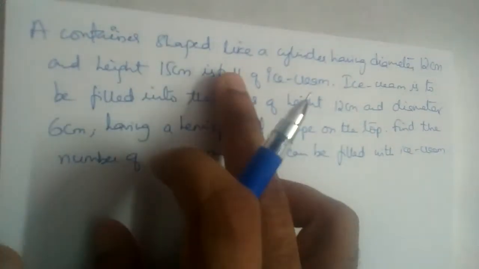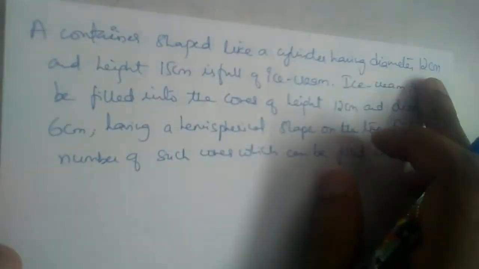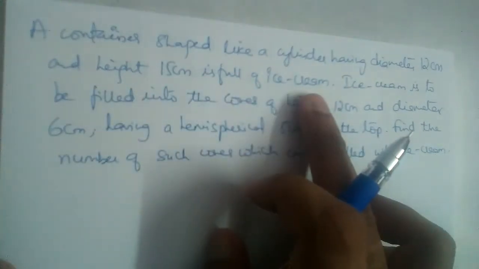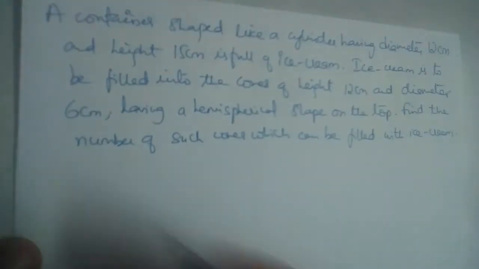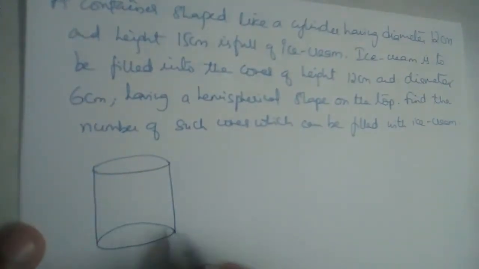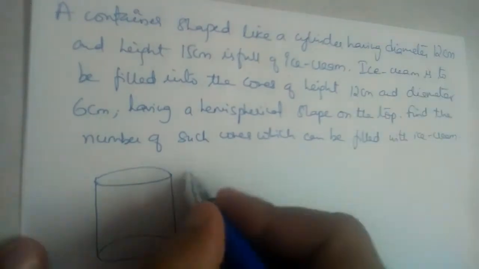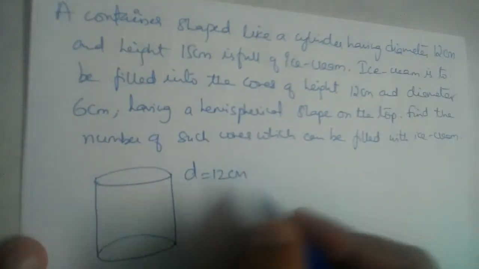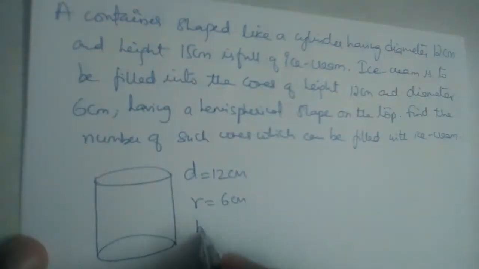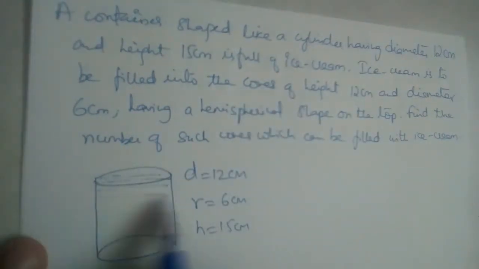A container shaped like a cylinder having diameter 12 centimeter and height 15 centimeter is full of ice cream. Okay, let us draw a cylinder first. This is our cylinder. All right. What are the dimensions? Diameter is 12 centimeters, so radius will be half of that. It will be 6 centimeters, and height 15 centimeters. It is completely filled with ice cream.